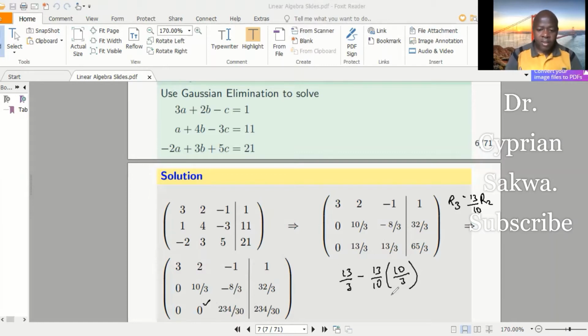And then in this position, I have 13 over 3 minus 13 out of 10 of negative 8 over 3. Remember the negative and negative will be positive. So what I would then have, 2 will go here 5 times, and 2 go here 4 times. So the LCM there will be 15. And going to 15 5 times, 5 times that will be 65.